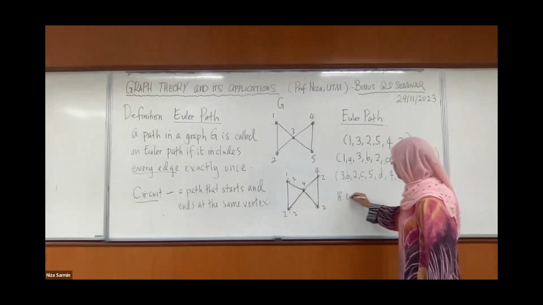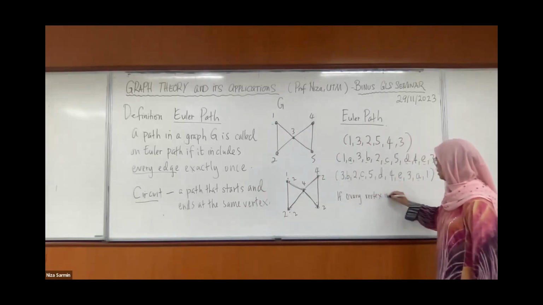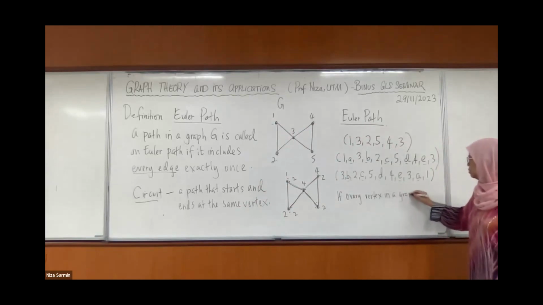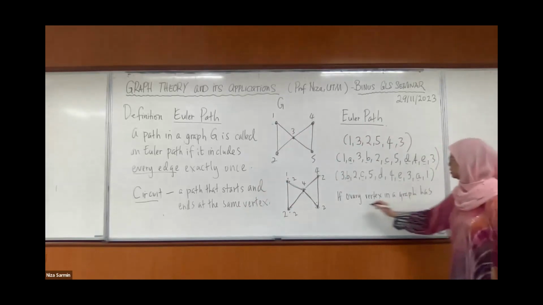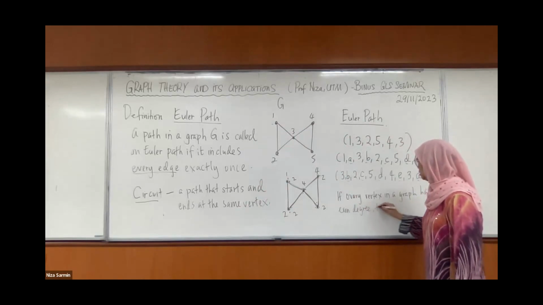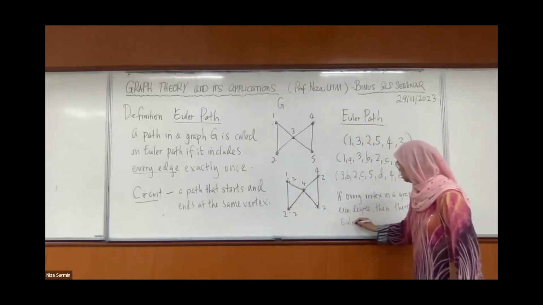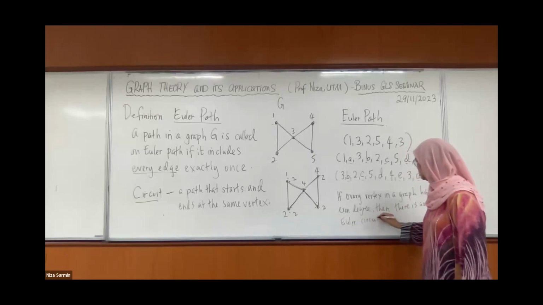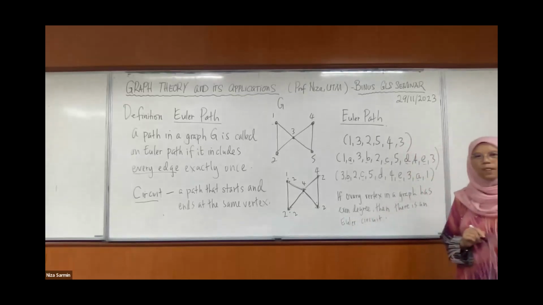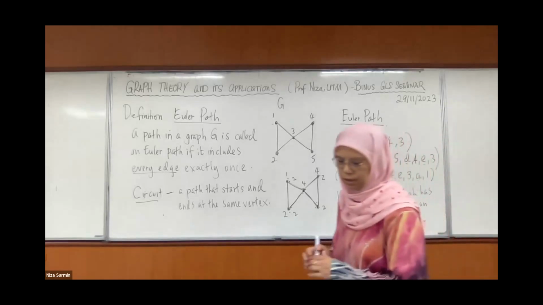If every vertex in a graph has even degree, then there is an Euler circuit. Okay, so that is a proof for that one, but I'm not going to give it to you.